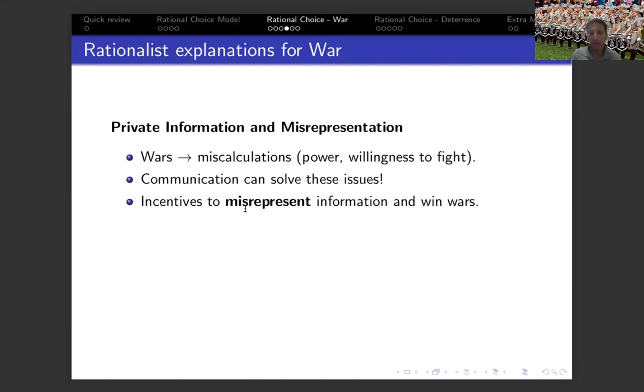Some kind of military innovation, some kind of diplomatic solution, some kind of secret intelligence that they possess that the adversary does not have.